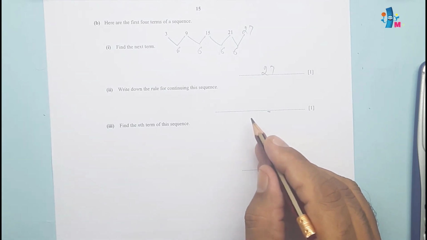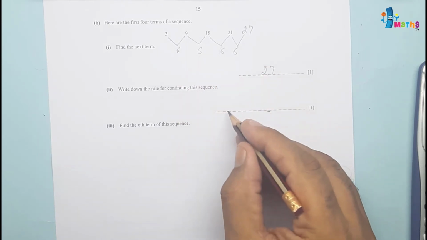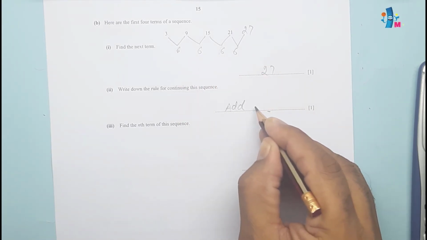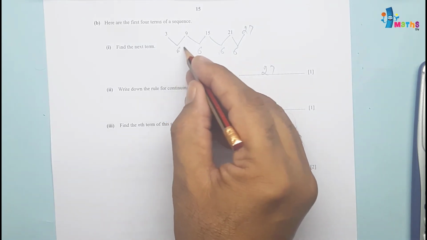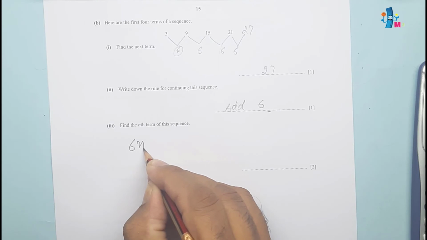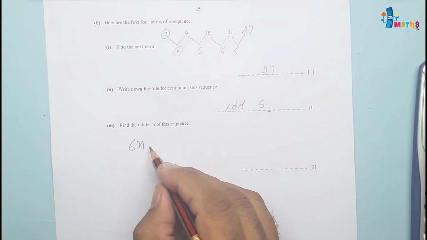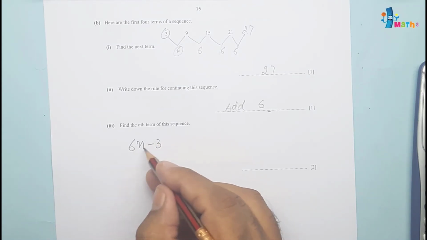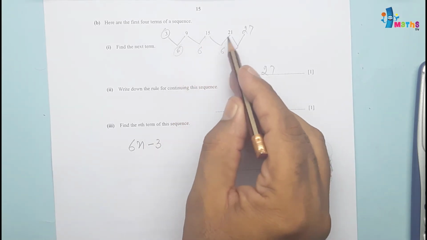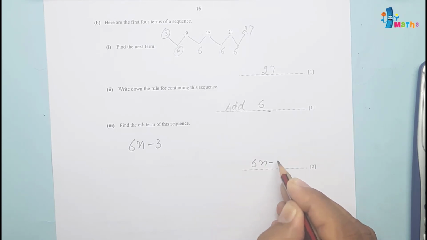Then write down the rule for continuing this sequence. We will be adding 6, so we can write add 6. Then find the nth term. The difference is 6, so we'll write 6n, and if we replace n equal to 1, we get 6, but we require 3, so we subtract 3. This will be our general formula. We can check by replacing n with 1, 2, 3, 4, and this formula works. So we can write 6n minus 3 as our answer.